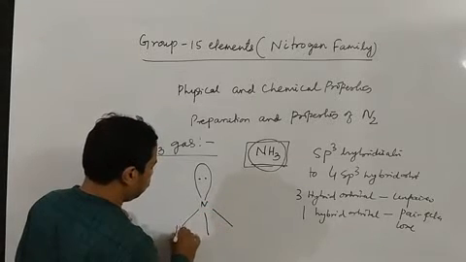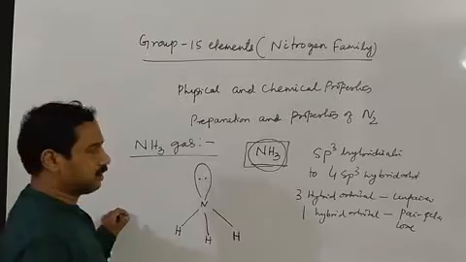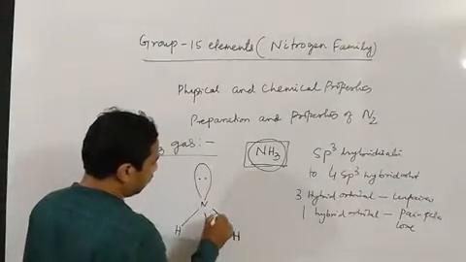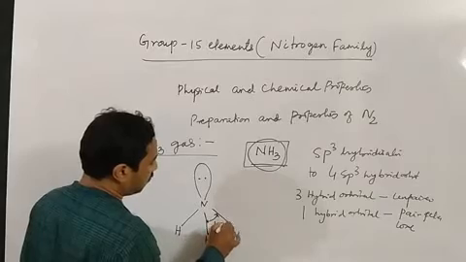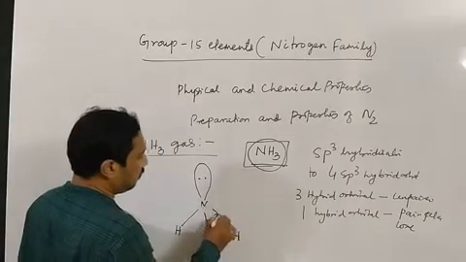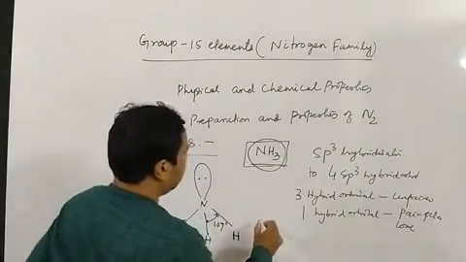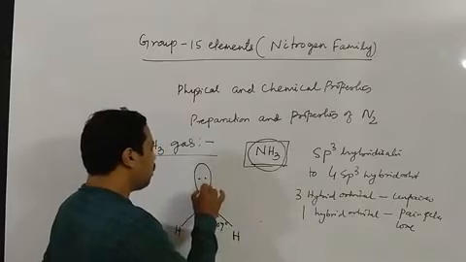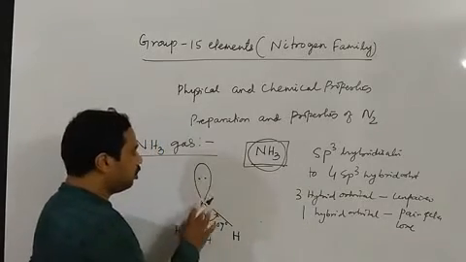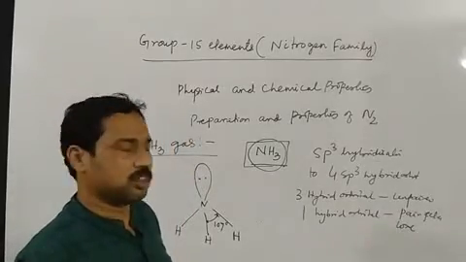This type of shape is called pyramidal shape and the bond angle is 107 degrees. Ammonia acts as a base due to the presence of a lone pair of electrons on nitrogen, so that it can donate its lone pair of electrons to other substances.